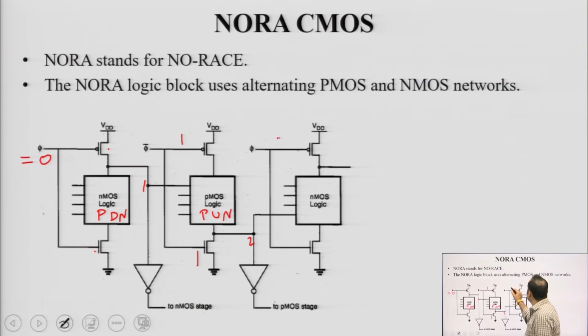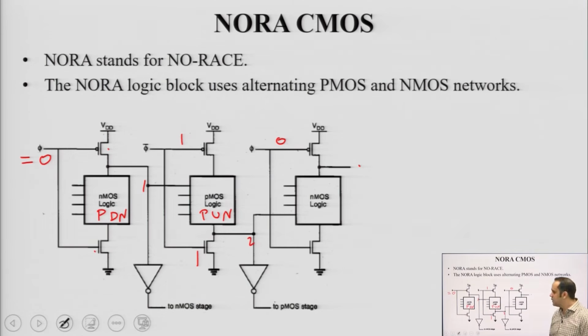If I call this as node 2, this node is discharging here. Here phi is 0. So, the output here is again pre-charging. So, when clock is 0, the NMOS stage is pre-charging, another NMOS stage is pre-charging, this stage is discharging. So, NMOS stage is pre-charging and PMOS stage is pre-discharging. So, the output, the load of first stage goes high, the load of second stage goes low, and so on, right.